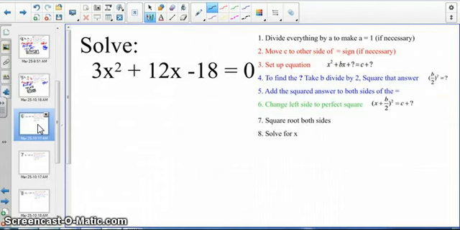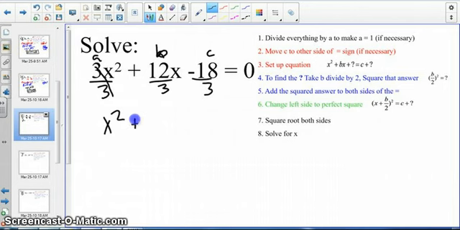This next example, step 1 says divide everything by a to make a equals 1. Well, a is 3 right now. So we need to divide everything by 3 first. So these cancel out. So I have x squared, 12 divided by 3 is 4x, minus 6 equals 0. Step 2. Move c to the other side of the equal sign, so add 6.